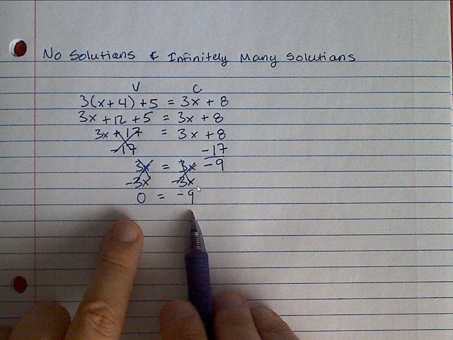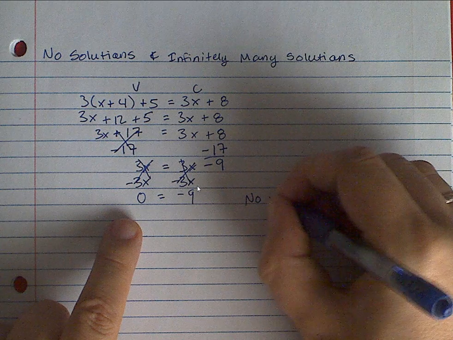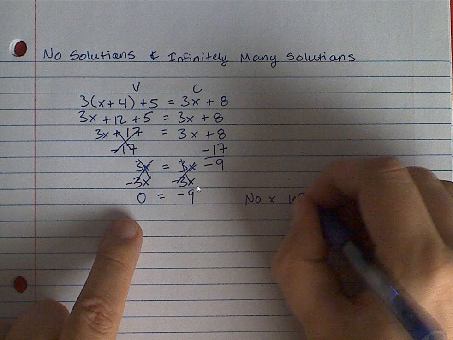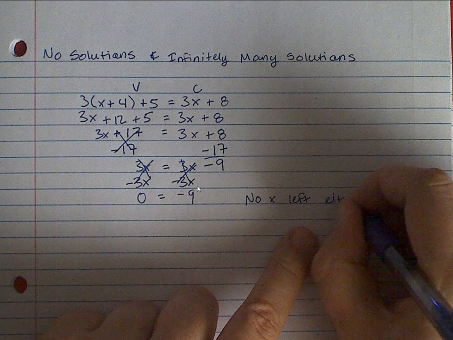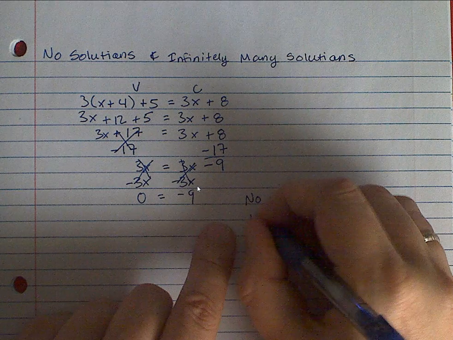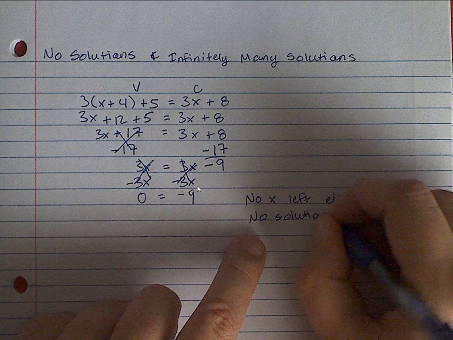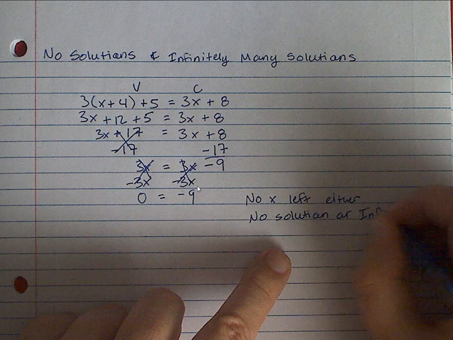So here's part for your notes. If there's no more x, so no x or y or whatever variable left, so no x left, you're going to have either no solutions or infinitely many solutions.